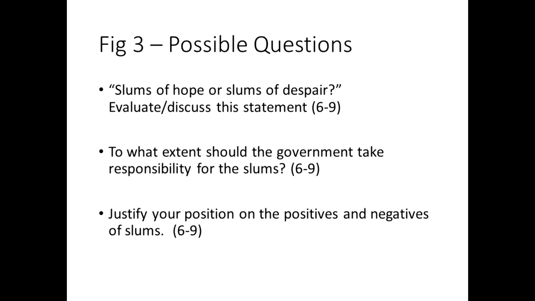So finally, the possible questions for figure 3. 3 possible types of questions. They're all going to be kind of 6 to 9 markers. So we've got this statement, slums of hope or slums of despair. Evaluate, discuss this statement. And again, if you're building up like a 6 or a 9 marker, you need to provide lots of evidence from the pages and you need to look at the positives and the negatives.